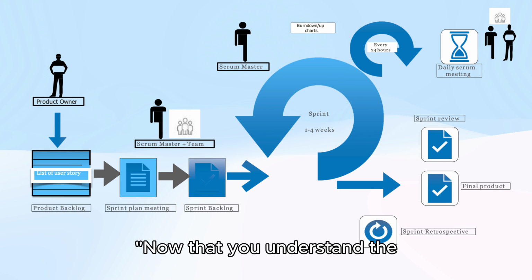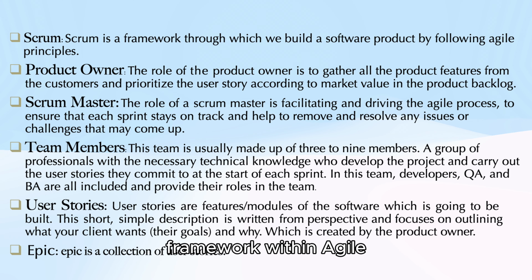Now that you understand the basic process, let's dive into some of the key concepts, roles, and terms in Agile, starting with Scrum. Scrum is a widely used framework within Agile methodology. Here's a closer look at the key roles, artifacts, and practices that make Scrum so effective. Scrum is a framework through which we build a software product by following Agile principles.